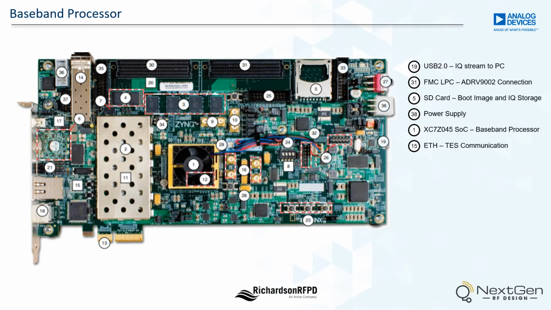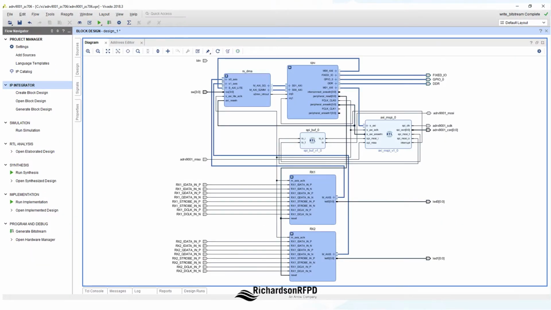The ZC706 evaluation platform is used to interface to the ADRV9002. The XC7Z045 SoC provides baseband processing and communication to the PC. A custom HDL interface was developed to interface to the ADRV9002 receivers and configuration registers. The received IQ samples were streamed to memory using a DMA. The Cortex-A9 processor managed DMA interrupts and streamed the IQ samples over USB. A custom USB driver was used to interface to the PC.